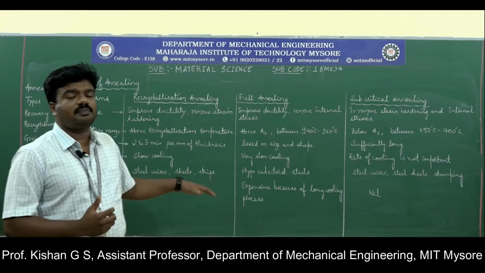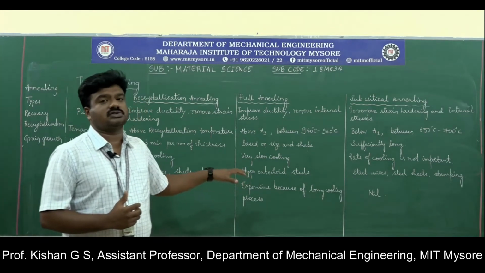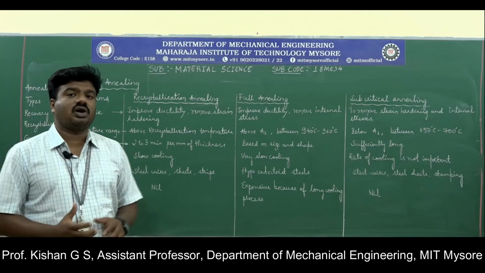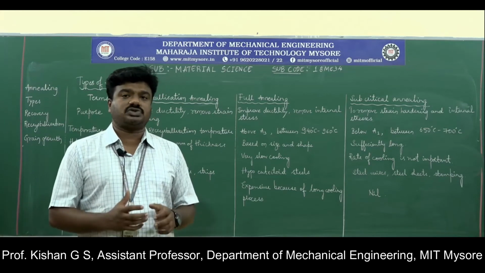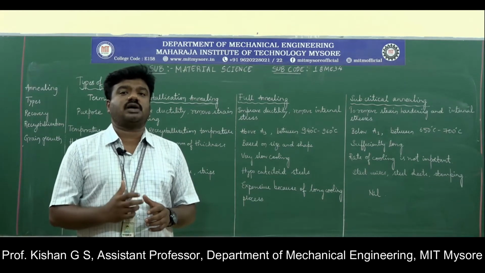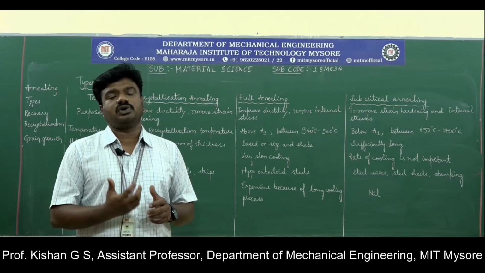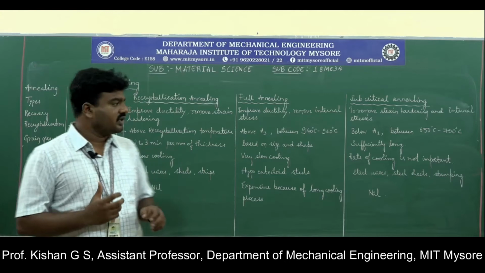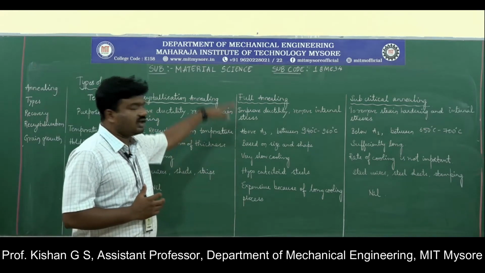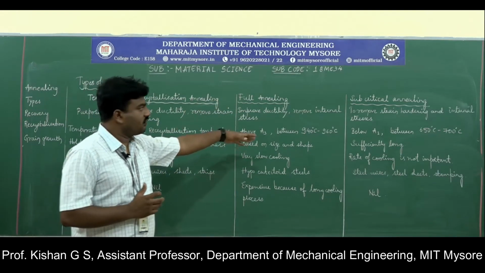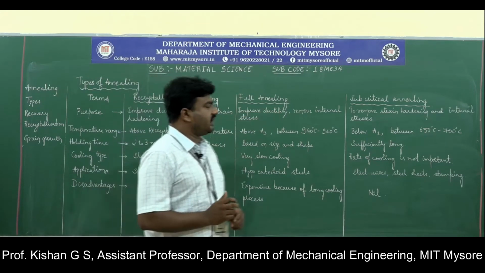One of the major applications where the full annealing process is considered is hypoeutectoid steels. That means when the percentage of carbon is less than 0.8, you call it hypoeutectoid steel. Okay, so this is the full annealing process, followed by the last one, subcritical annealing.